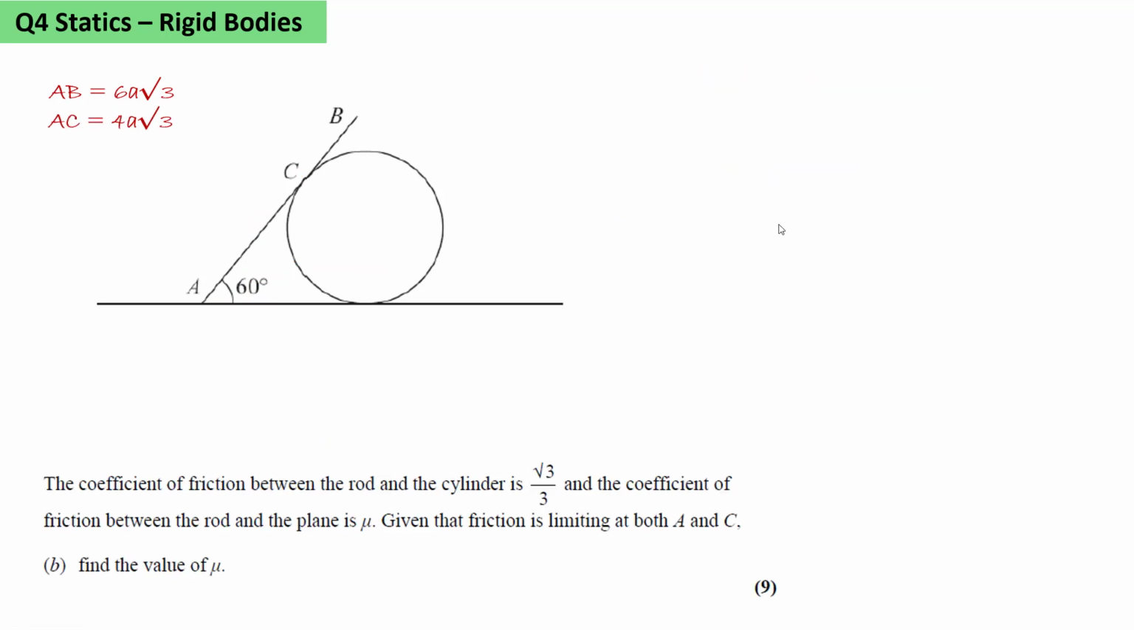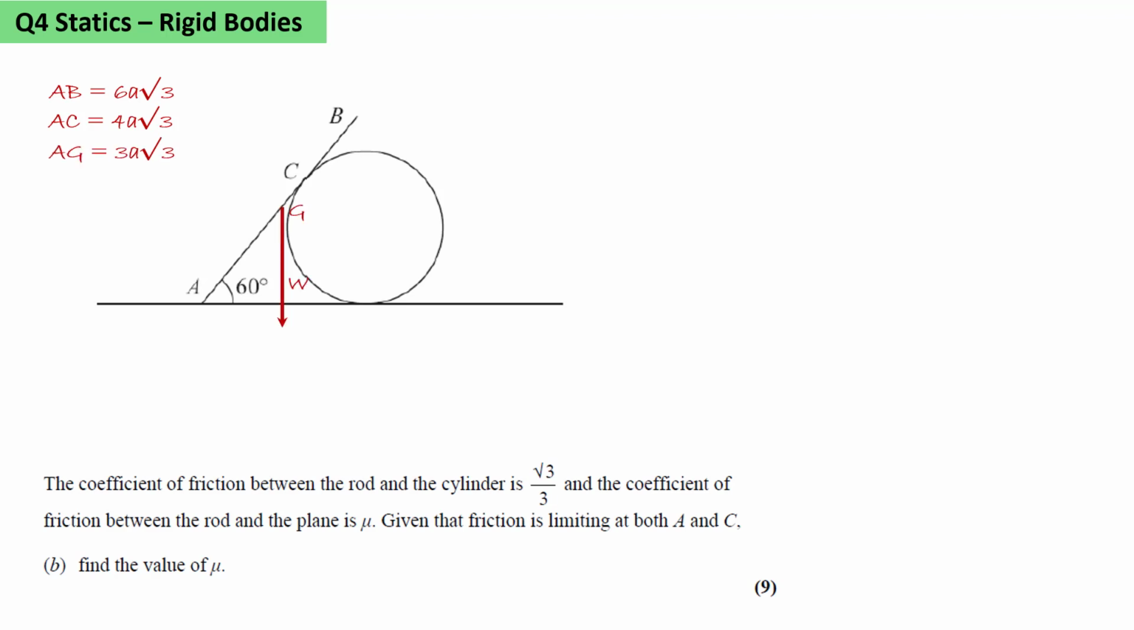The next part of the question is the mechanics. We're told the coefficient of friction between the rod and the cylinder is √3/3, and the coefficient of friction between the rod and the plane is mu, and that the friction is limiting at both A and C. So now we need to add the forces to the diagram.